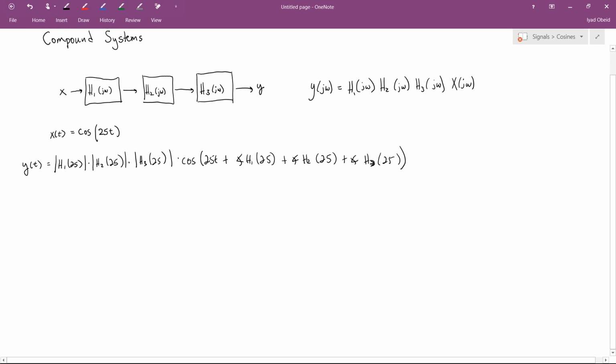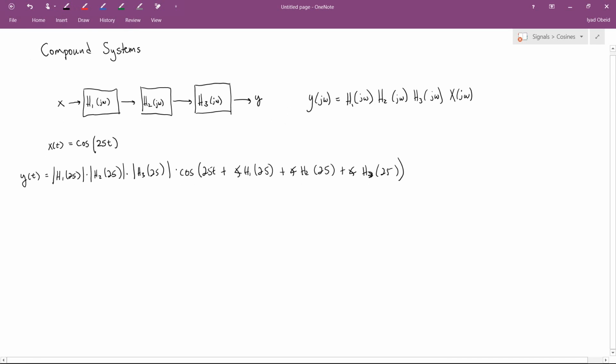However, we do need to be careful about one important thing, and that is that the above formulation only works as long as the systems don't affect one another. So we have to make sure that the systems don't affect one another. And let me show you what I mean by that.